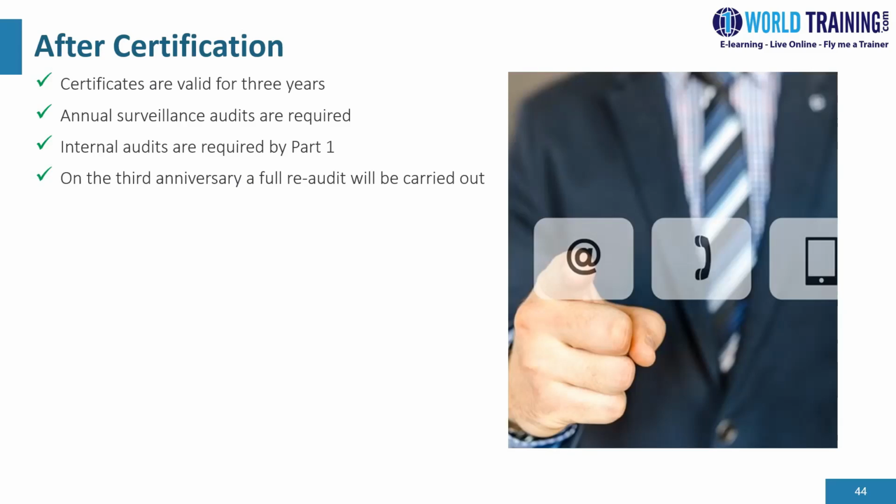The auditor will come back annually for surveillance audits. These are smaller checks to ensure you haven't slipped back into older habits. You are also required by Part 1 of the standard to conduct your own internal audits regularly. You can't just wait for the external auditor. And at the end of 3 years, you undergo a full re-audit to renew the certificate for another cycle.